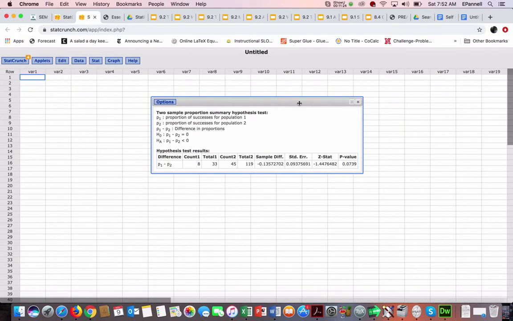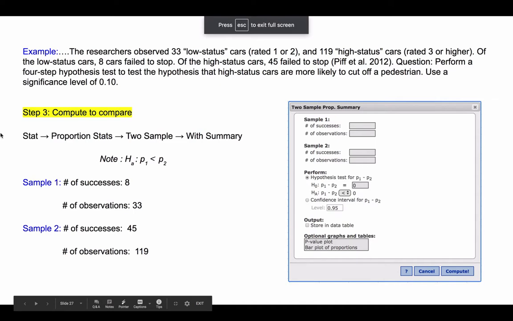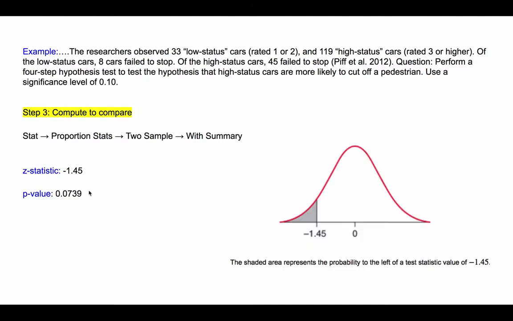So what happens here? We get all the stuff, and what are some things we're interested in? Well, the test statistic is negative 1.4476, and then we get a p-value, and our p-value is going to be of interest when we do our hypothesis test. So go back to our slides. We see that we get these two key numbers, so I've written them right here. Now, what do we do with this? We're going to try to make a decision.